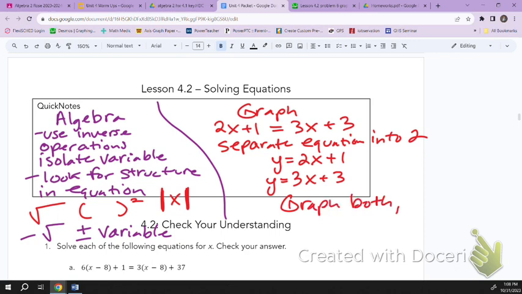And what do we look for on the graph? Yeah, where they're going to both meet at the point of intersections. Okay?